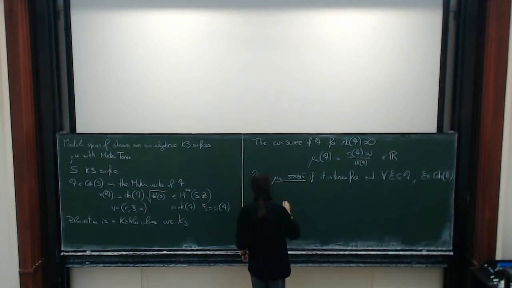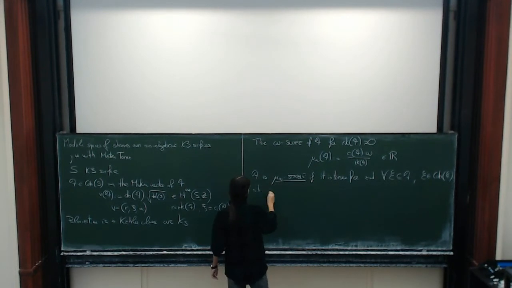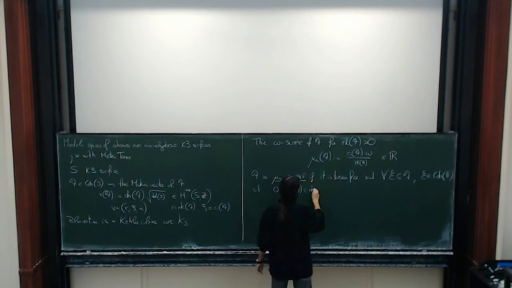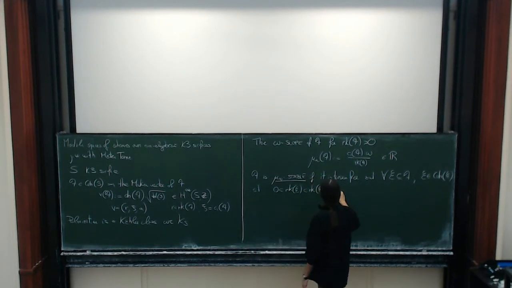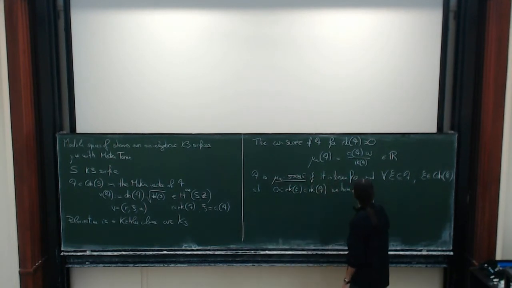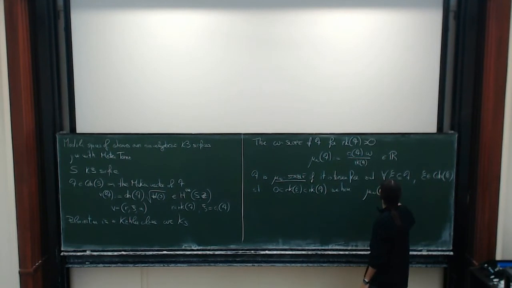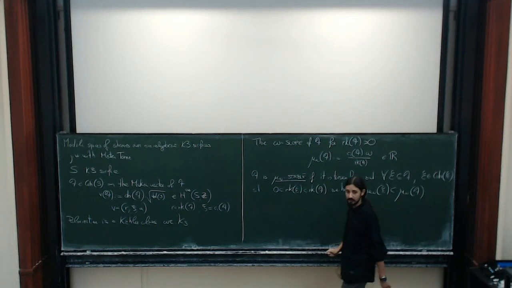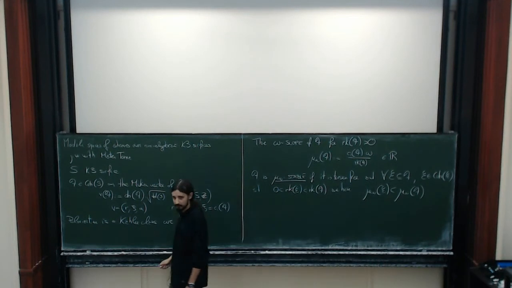Moreover, such that the rank of V is strictly positive and strictly smaller than the rank of F, we have that the omega slope of E is strictly smaller than the omega slope of F. So it's nothing really different from what happens in the previously known case.